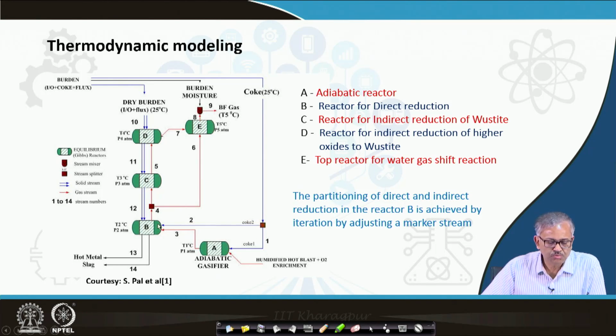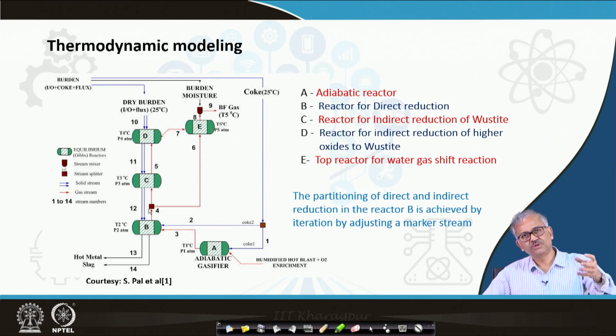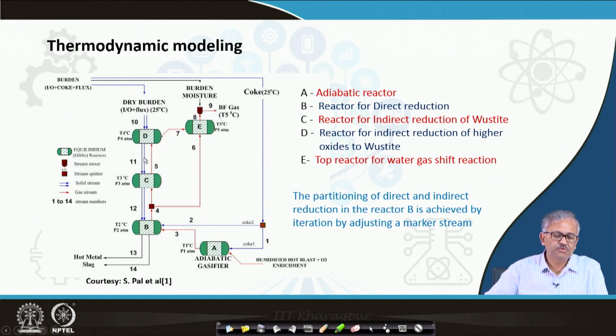And finally, as I was telling, here the coke is basically splitting into two parts, coke 1 and coke 2. So, how much for the direct reduction and how much for the indirect reduction. That amount of the coke, the splitting will be decided by some marker stream, solid stream, right. Or maybe that is the iron, how many moles of Fe2O3 you are giving, double of iron will be produced, or you can get the FeO, how much FeO will be produced. You can fix that when that amount is getting fixed.